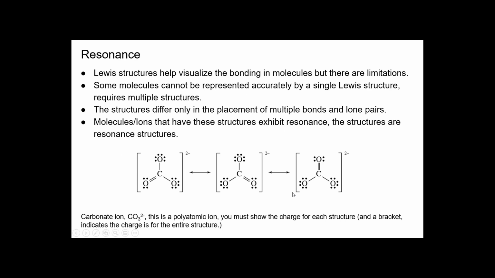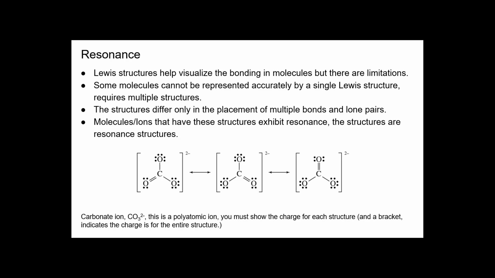Then we get into resonance. So with Lewis structures, we're expanding more on this. Lewis structures help visualize the bonding in molecules, but there are limitations. We have some molecules where one structure is not going to justify what's actually happening, and that's where resonance comes in. These structures differ only in the placement of multiple bonds and lone pairs, definitely not the charges.